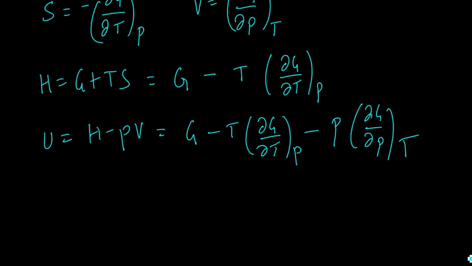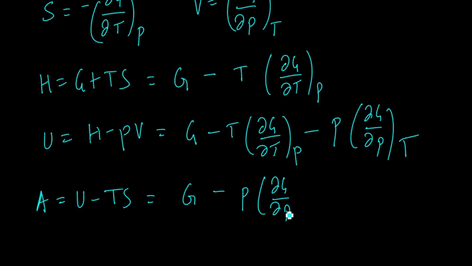So entropy, enthalpy, internal energy, Helmholtz free energy. That's U minus TS, right? So H was G plus TS, this is U minus TS. So this is H. That means the second term goes off. What I am left with is G minus P del G by del P, right?